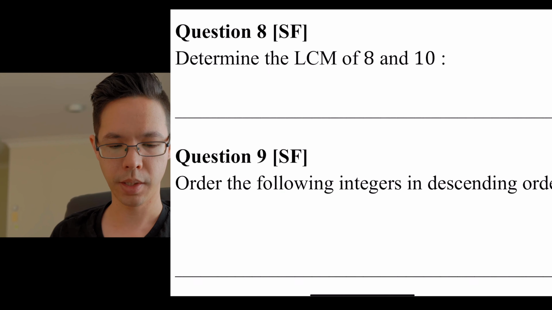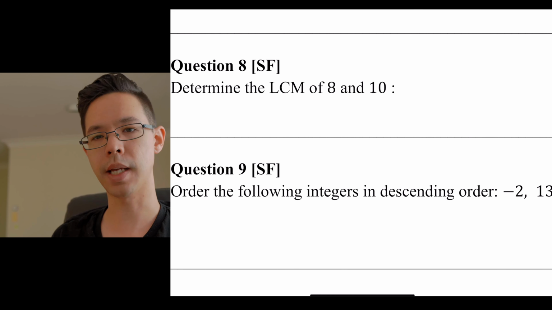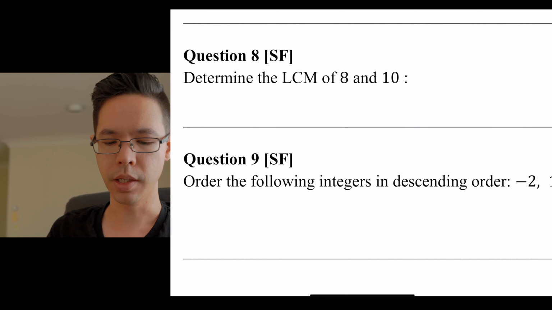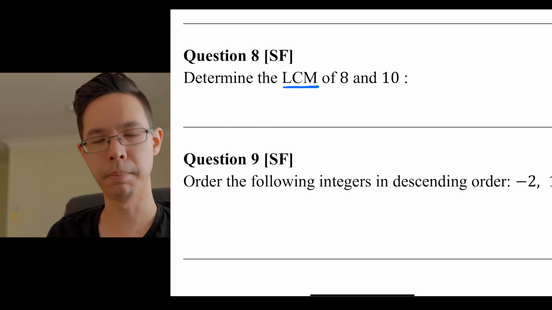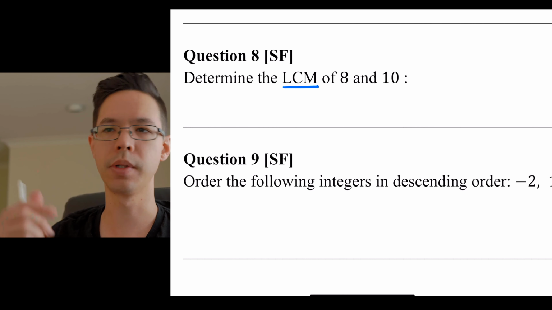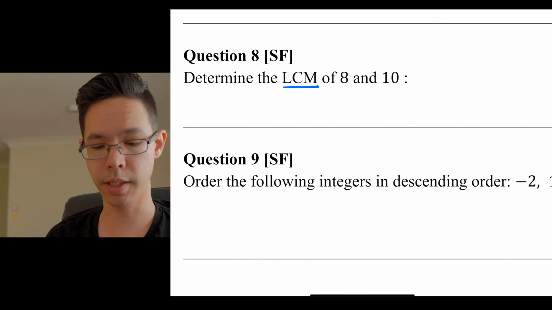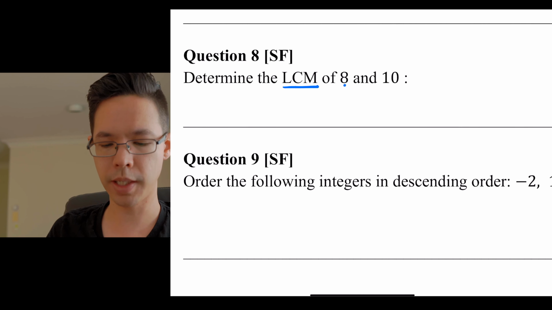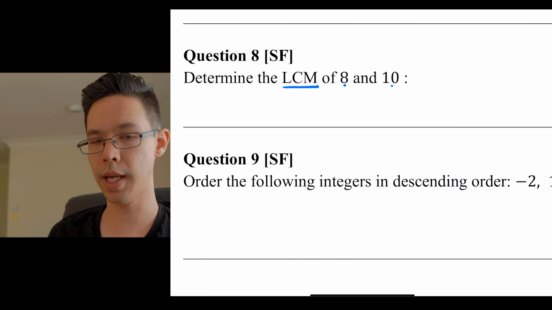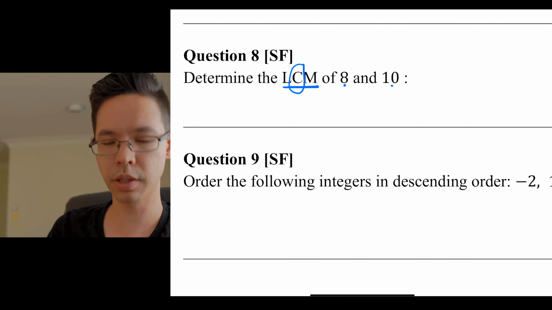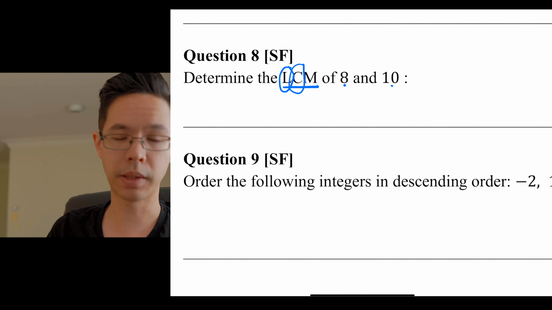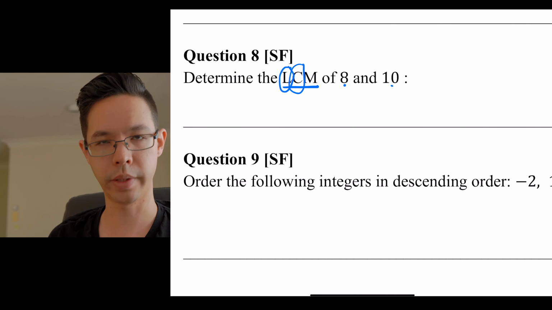Moving on. Determine the LCM of 8 and 10. Let's see. This means lowest common multiple. Multiple is going to be many times bigger than the original. So basically the multiplication times tables. So out of all the multiplication times tables of 8 and all the multiplication times tables of 10, we want to find any ones that are common to both lists. And if there's multiple choices, we want to pick the lowest choice, the lowest number.